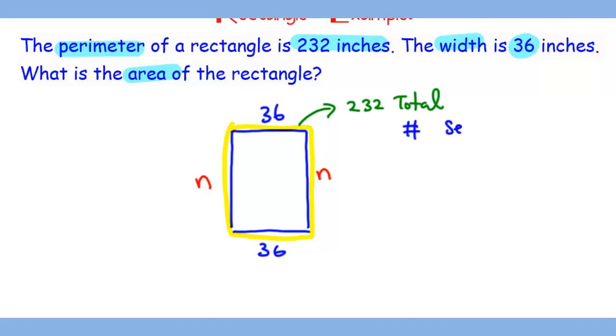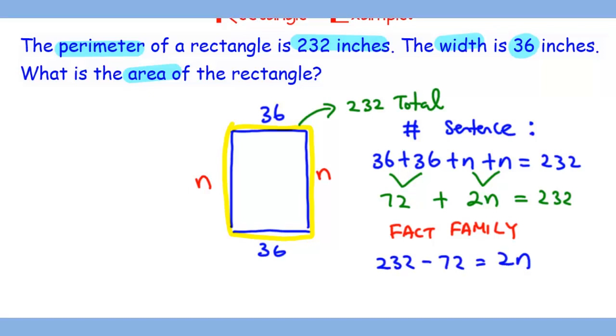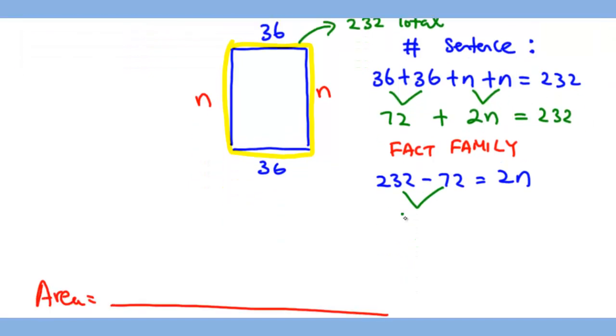Since the perimeter is basically adding the surrounding sides together, one of the number sentences you can write for this question is 36 plus 36 plus n equals 232, and 36 plus 36 adds up to 72, and n plus n gives 2n. Combining these numbers together will give us 72 plus 2n equals 232, and we will use the fact family to solve this, which is to try to put the n at the end, which gives us 232 minus 72 equals 2n, which 232 minus 72 is 160, and the new equation is 160 equals 2n.